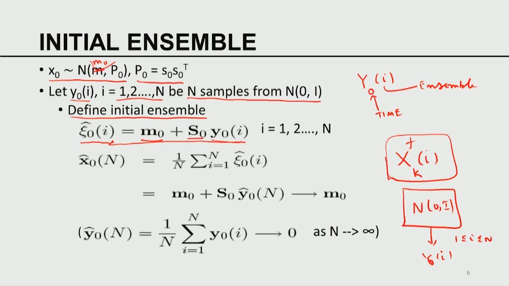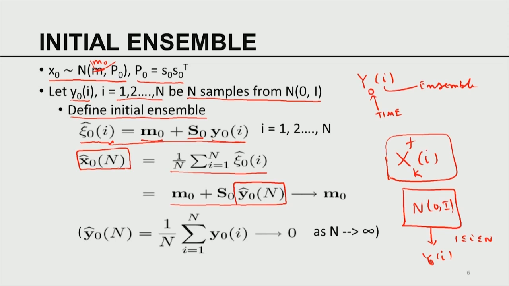So, once I have created a sample, what is the initial mean? The initial analysis mean is x naught hat of N, which is the sample mean of the initial ensemble. This is equal to m naught plus S naught y naught bar of N. So, if y naught bar of N is the sample mean of the y ensemble, x hat of N at time 0 will be the sample mean of the initial ensemble.